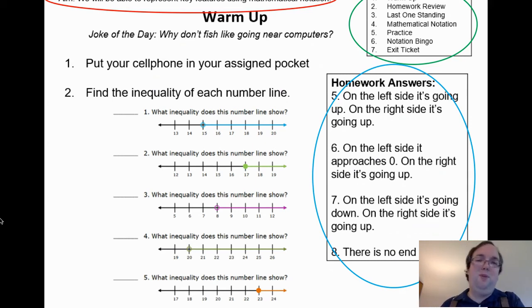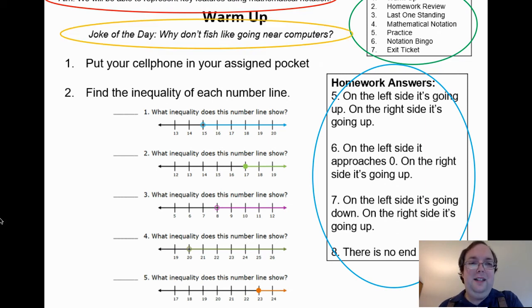And of course, the most important part of the beginning of the day is our joke of the day. In this case, the question was, why don't fish like going near computers? And the answer was because they're afraid of being stuck in the internets. Sometimes a few students get a laugh out of that. I don't know if any of you laughed at that, but I like my little puns.